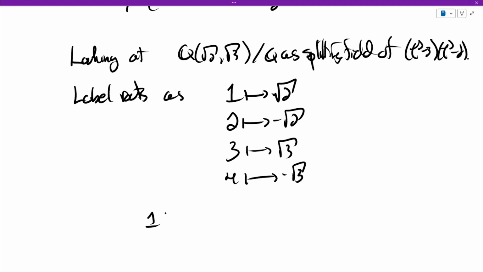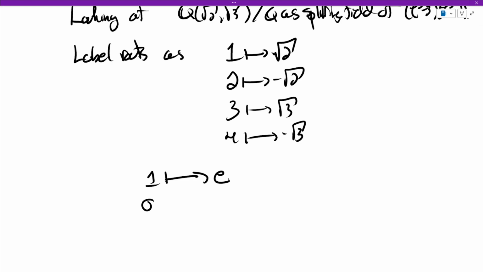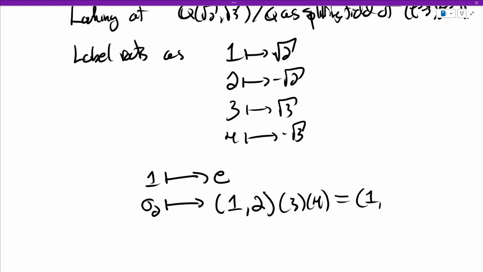Well, we had our identity element, which of course corresponds to the identity. We have the element sigma 2, which negates root 2. So how would we write that as a permutation? Well, 1 gets sent to 2 under negating root 2, and then 2 gets sent back to 1 under negating root 2. And the root 3's are fixed, so for 3 and 4 nothing happens. So instead of writing 3 and 4 like this, we often will omit them entirely. This is just 1 goes to 2.